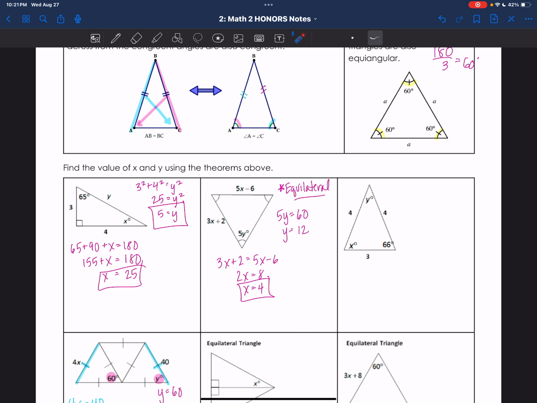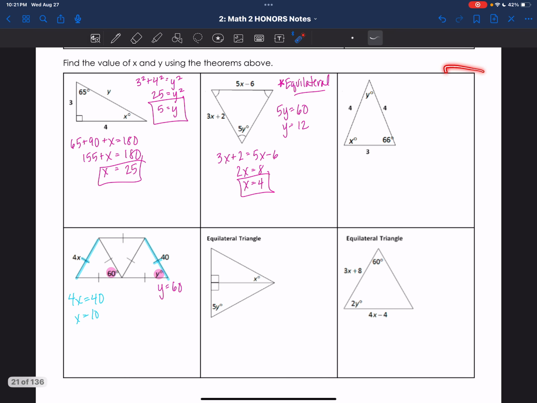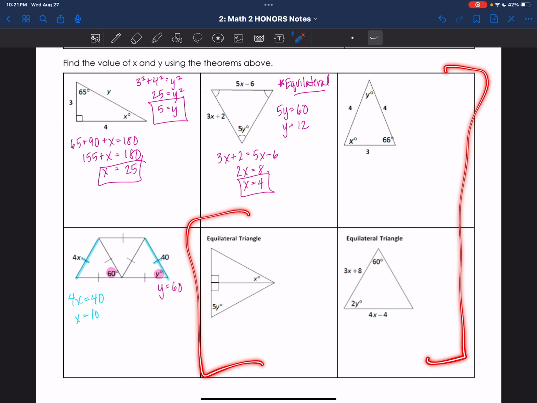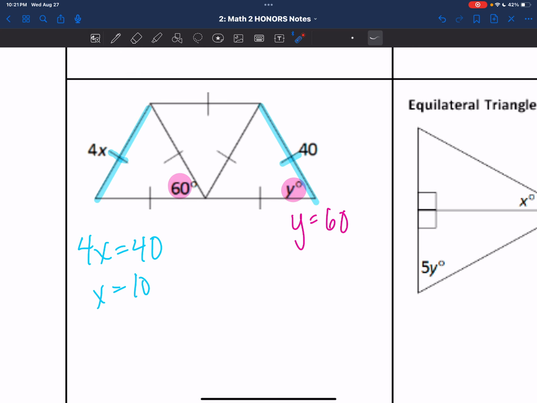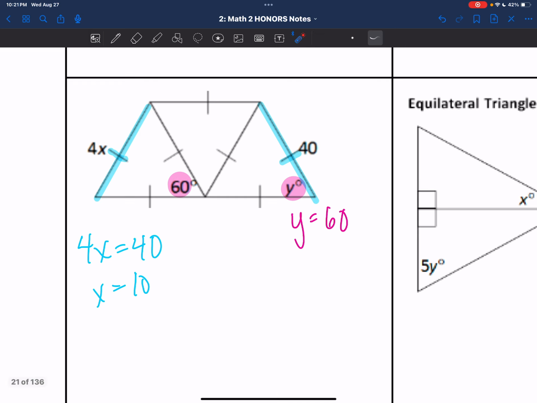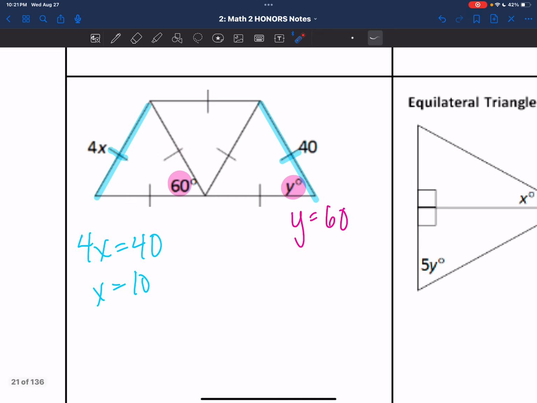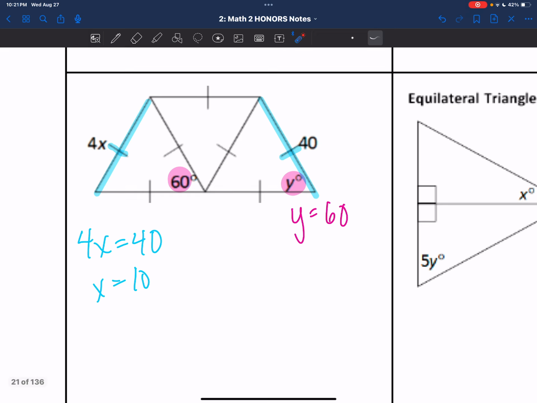All right, I want you to go ahead and try these three. I'm going to do this last one for you down here. It looks tricky, but it's actually pretty simple. Because if you notice, you have three triangles, but that's an equilateral triangle. That's an equilateral triangle. And that's an equilateral triangle. So all of these are equilateral triangles.